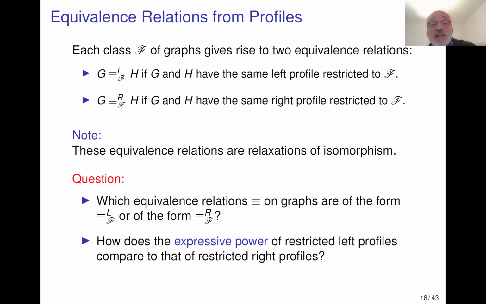Are there equivalence relations that can be realized as right profiles, but not as left profiles? So this gives rise to a notion of expressive power, and that explains now half of the title of the talk: homomorphism counts expressive power. That's what we mean by expressive power. What are the equivalence relations that you can capture this way? We don't understand this very well. I just want to give you a sense of what has been accomplished so far.